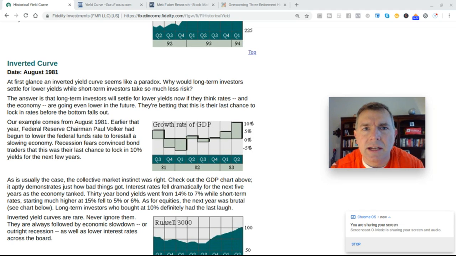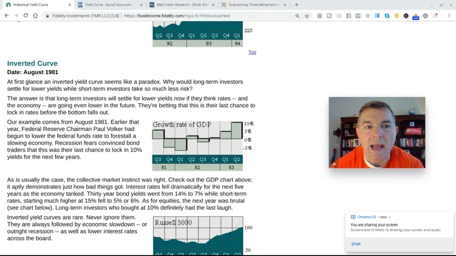Dateline, August 1981. At first glance, an inverted yield curve seems like a paradox. Why would long-term investors settle for lower yields while short-term investors take so much risk? The answer is that long-term investors will settle for lower yields now if they think rates and the economy are going even lower in the future. They're betting that this is their chance to lock in rates before the bottom falls out.